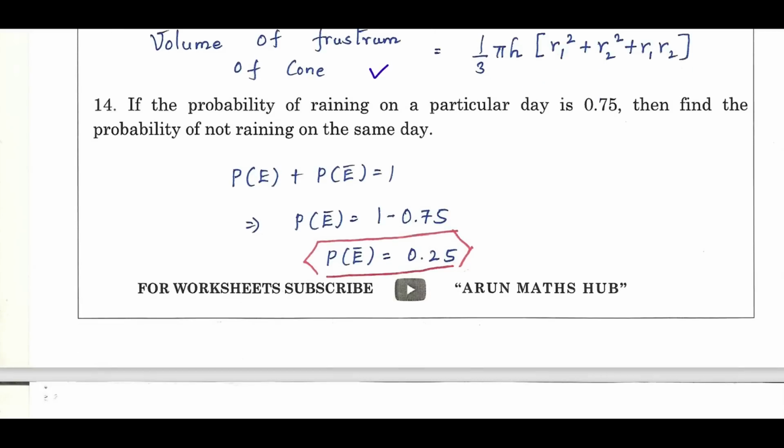If the probability of raining on a particular day is 0.75, then find the probability that it is not raining on the same day, that is the complement event. The sum of an event and its complement equals 1. If P of E is 0.75, then P of not E equals 1 minus 0.75, what you get is 0.25.